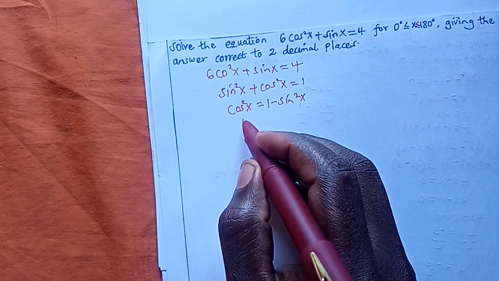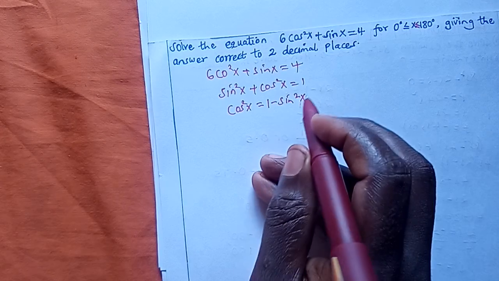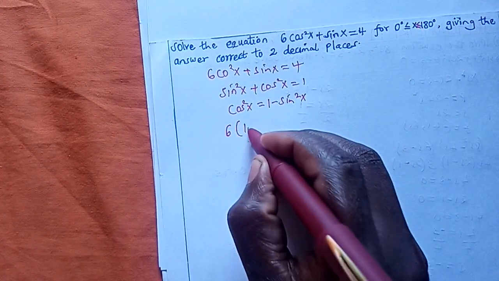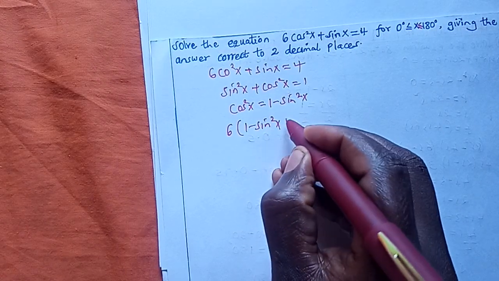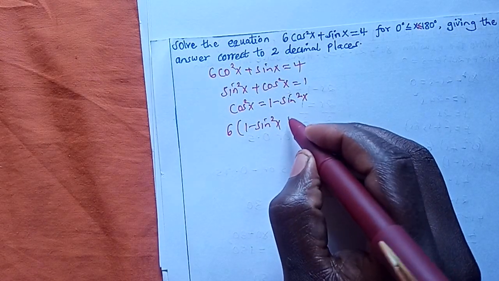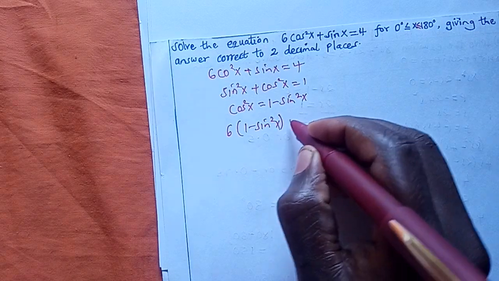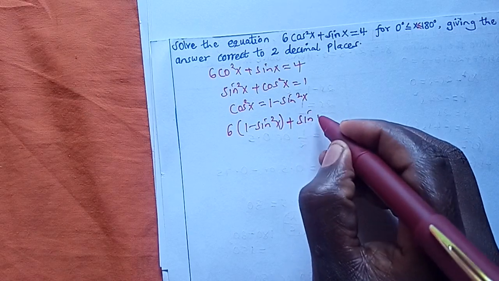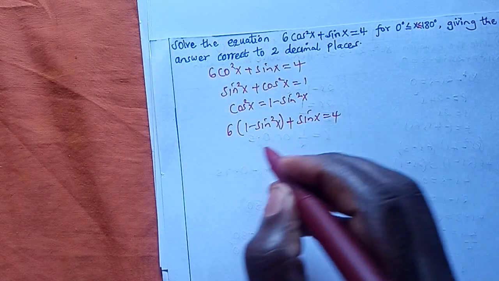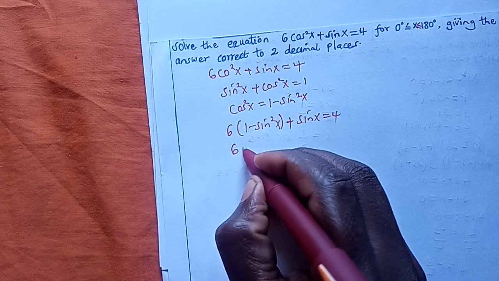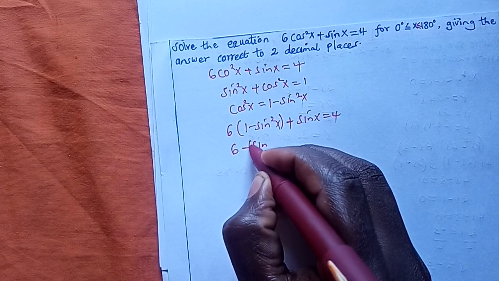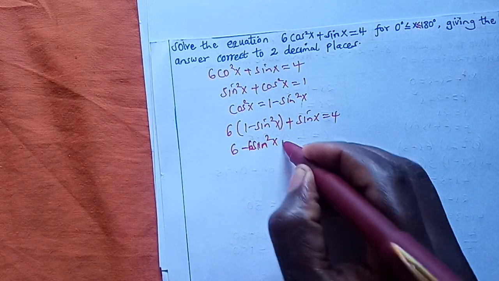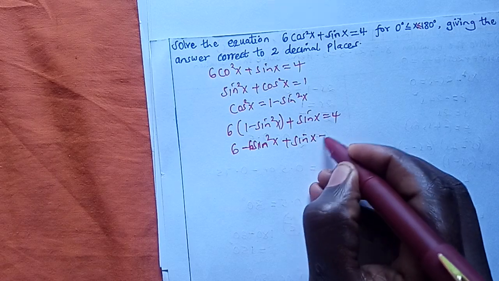Now where we see cos squared x, we substitute with what we have on the right hand side. So this is 6 into 1 minus sine squared x. We want to close the first bracket, and then we add sine x is equal to 4. Let us open the bracket. 6 minus 6 sine squared x plus sine x is equal to 4.